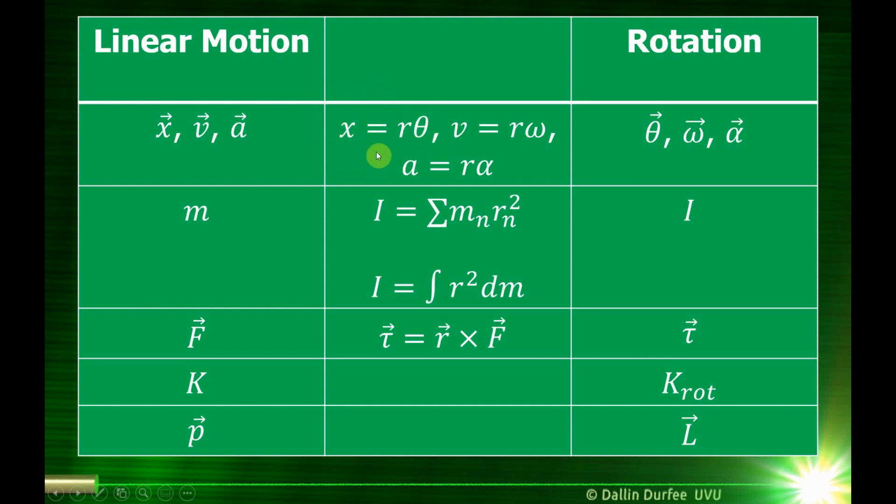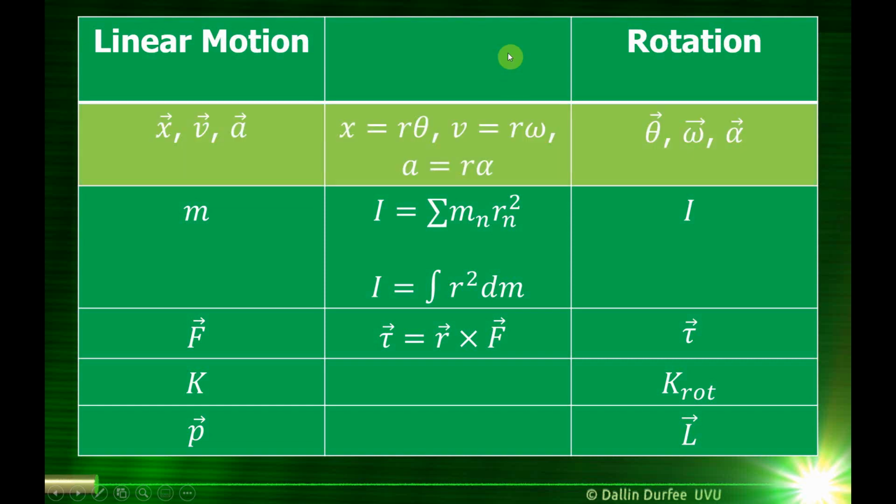And the distance that something moves as it rotates, so if I have some rotating object and I look at some point on that object, the distance that point moves is just r, the distance from the center of rotation to that point, times theta. Take the derivative of that, and the linear velocity is then related to the angular velocity, and the linear acceleration is related to the angular acceleration.